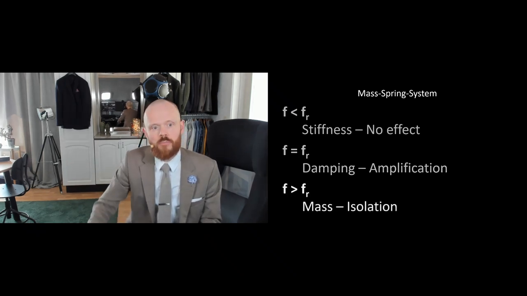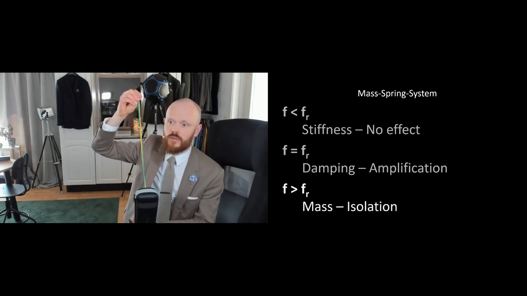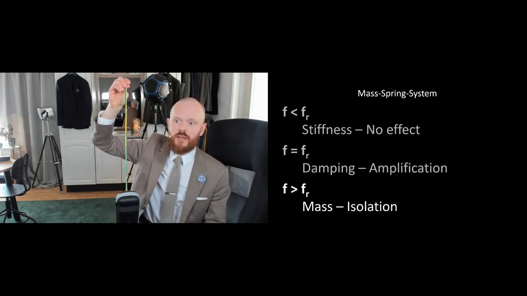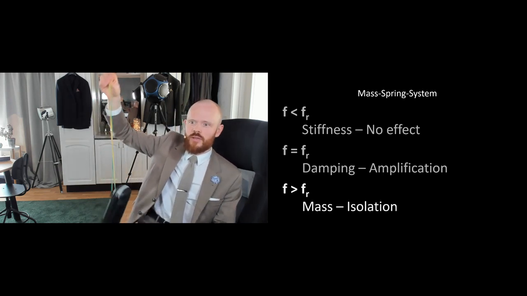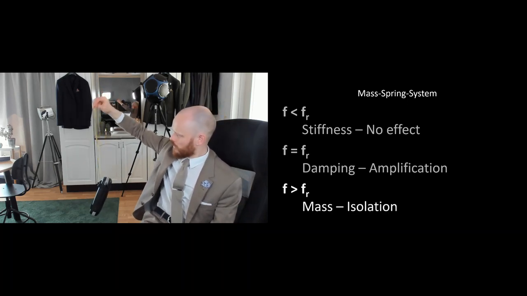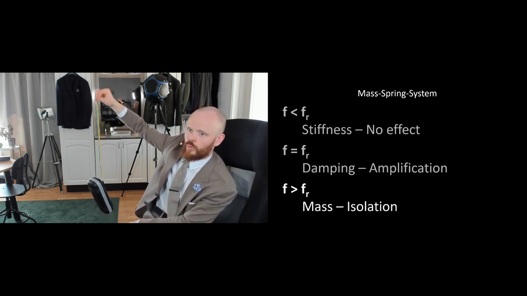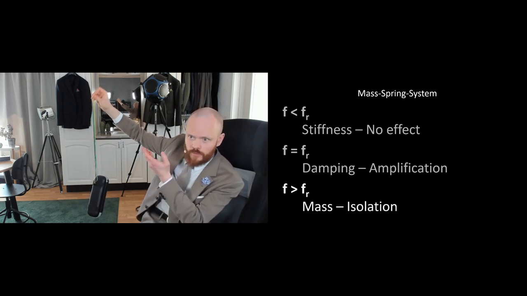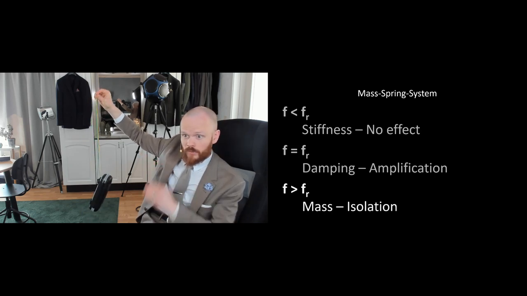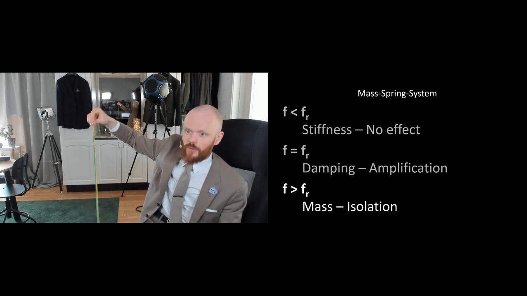But we keep moving up. So when we are above the resonance frequency with our excitation frequency, then the mass starts to come into effect and we get isolation. So first we had this horrible movement, but if I now increase, look at what happens here. When I increase the frequency of the excitation, we have no movement. And this is what we want to do when we design buildings to get proper sound insulation. We want to make sure that the frequency of excitation is well above the resonance frequency, because then we will have isolation. We do not want this.